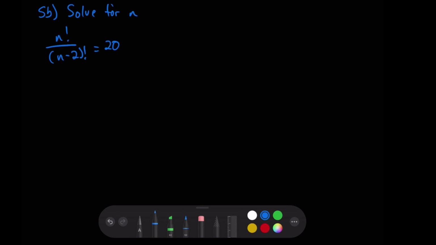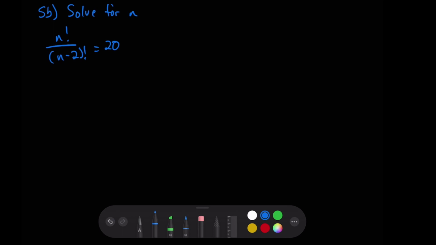Let's take a look at some review questions, starting with 5b from the factorials practice sheet. The question asks us to solve for n. The expression we're given is n factorial over n minus 2 factorial equals 20. Let's start by seeing if we can simplify this a little bit.